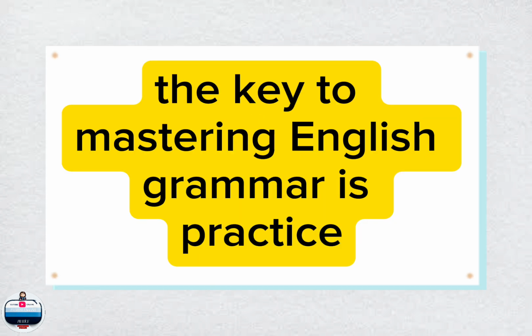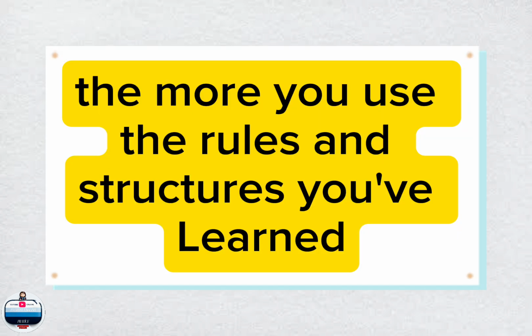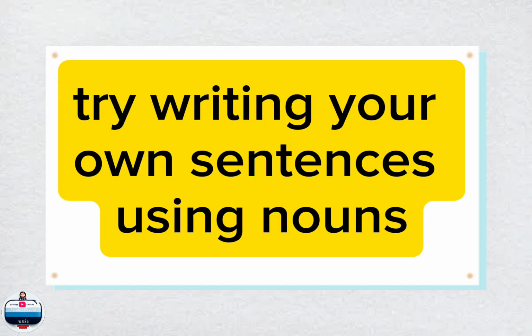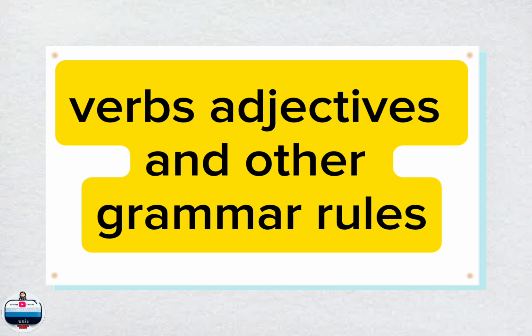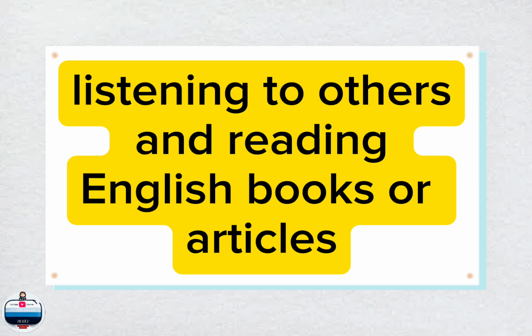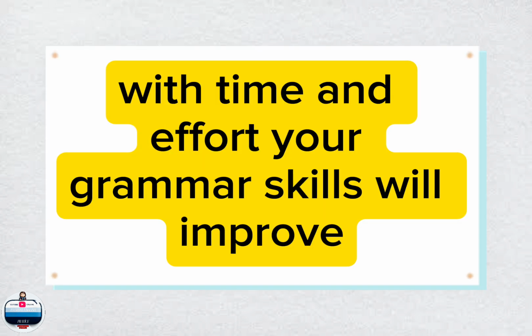Practice and improvement. The key to mastering English grammar is practice. The more you use the rules and structures you've learned, the better your grammar will become. Try writing your own sentences using nouns, verbs, adjectives, and other grammar rules. Practice speaking aloud, listening to others, and reading English books or articles. With time and effort, your grammar skills will improve.